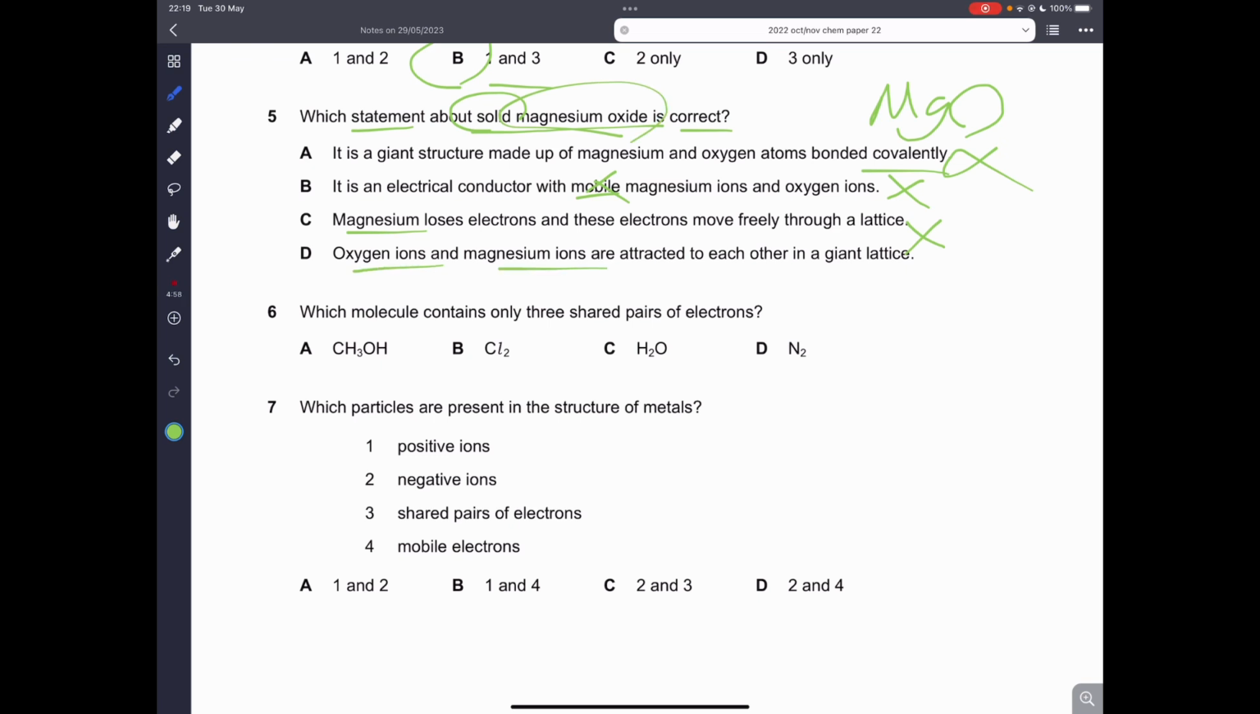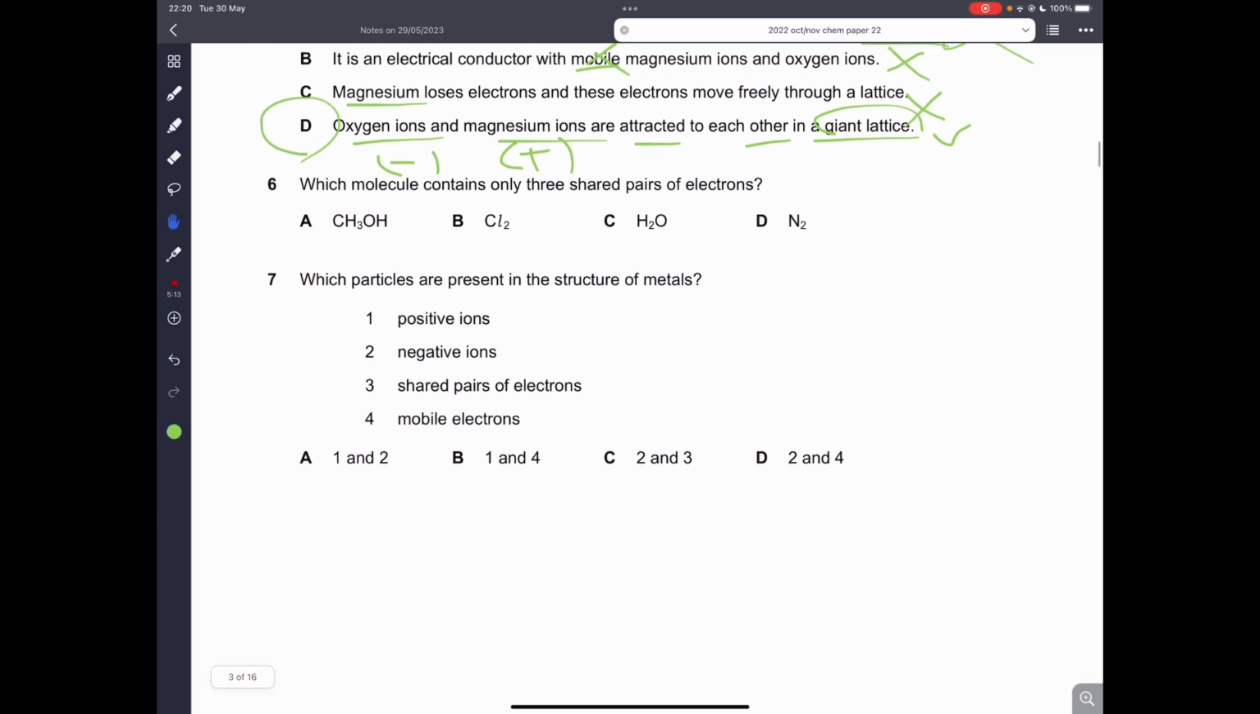Oxygen ions and magnesium ions are attracted to each other in a giant lattice. Correct. This is a giant ionic structure, and the oxygen ion, which is the negative ion, and the magnesium, which is the positive cation, are attracted to each other. So statement D is correct.